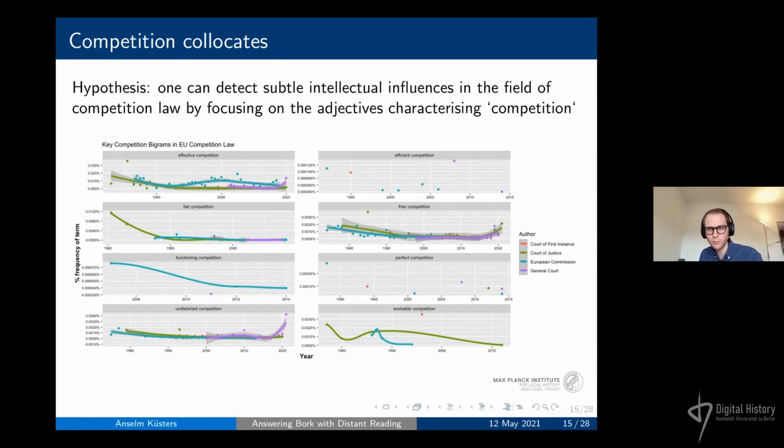Then, because some of the people in the literature argue that there's also neoliberal influence, I also searched for bigrams related to neoliberalism and the Chicago school in particular. These are perfect competition and efficient competition. And as you can see on the slide, both of them are really glaring. They don't appear at all.